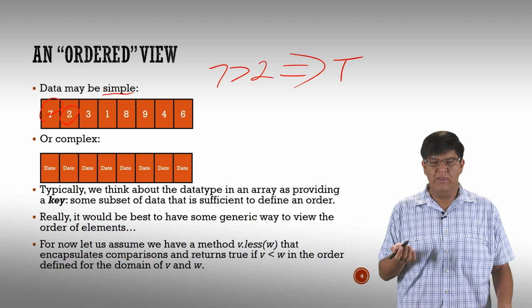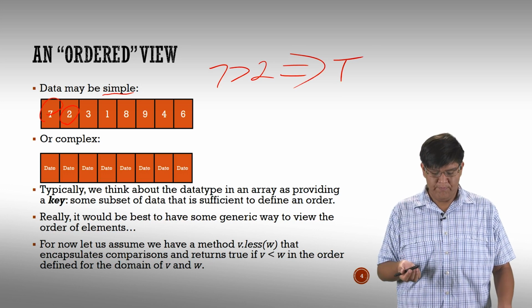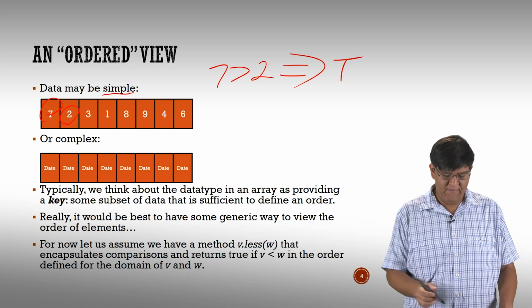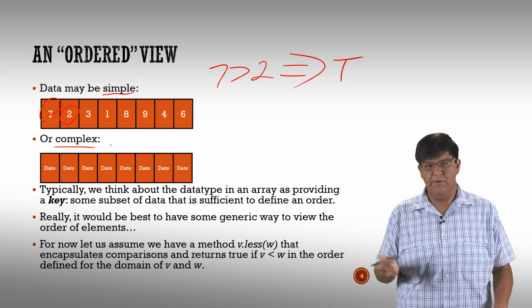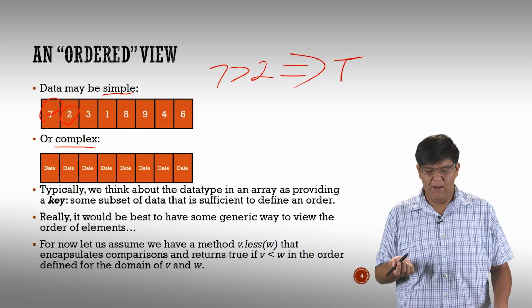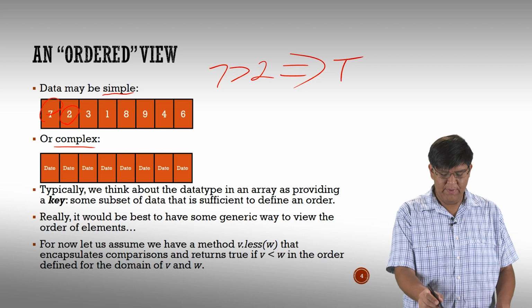It's something that I can look at directly, right, and know how they are ordered. So not all data though is simple. We also have complex data, or sometimes they use the term compound data. This is something that's maybe a little bit more complicated. Here, right, we had no choice but to compare 7 and 2.